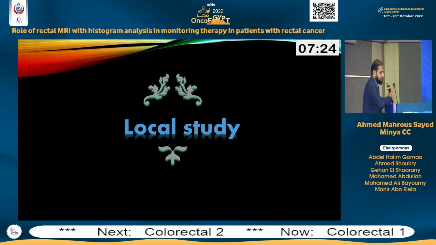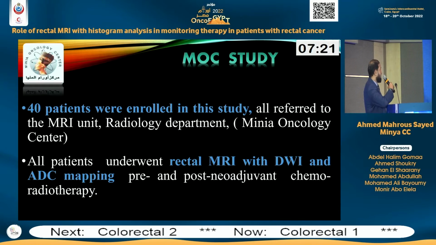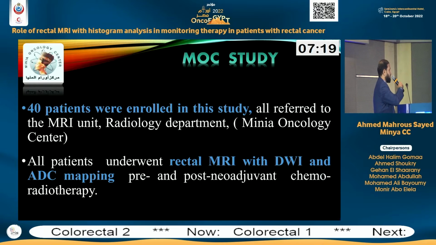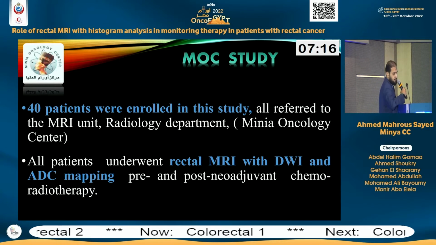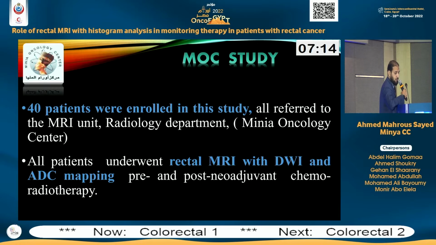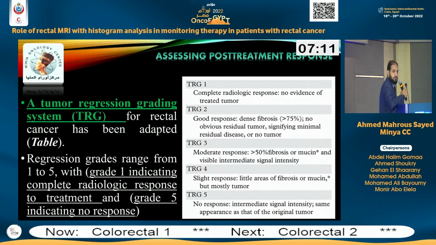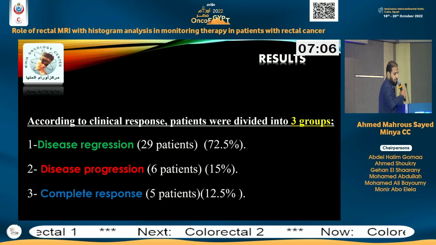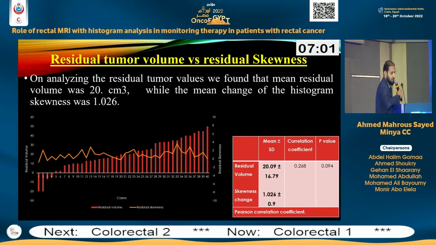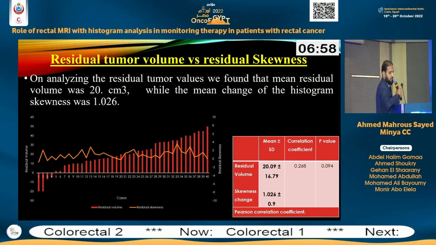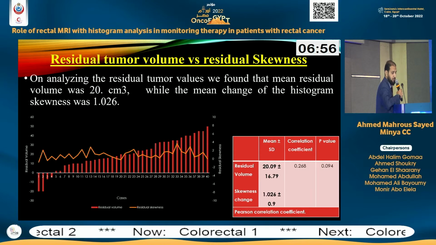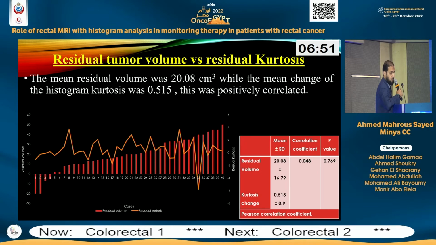complete response. We had a local study in our oncology center where we enrolled about 40 patients with rectal cancer who underwent rectal MRI with diffusion pre and post chemoradiotherapy. We used the tumor regression grade as a gold standard for judging the tumor response. We classified our patients into three groups: disease progression, and complete response. We found that there was a very strong correlation between the changes in the tumor volume, meaning response, and the change in both the skewness and the kurtosis of the histogram.